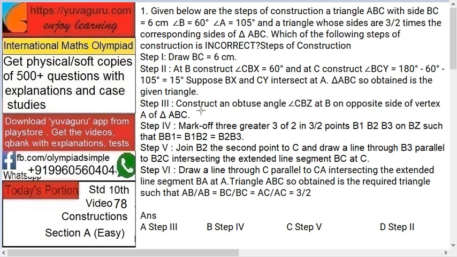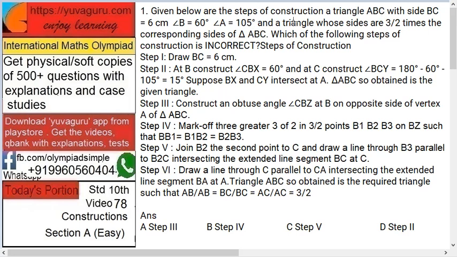Now the questions in these chapters are very big, so you'll have to have patience. Given below are steps of constructions of triangle ABC with side BC 6, angle B 60, angle A 105, and triangle. See here, this is second. There are two triangles to be drawn.